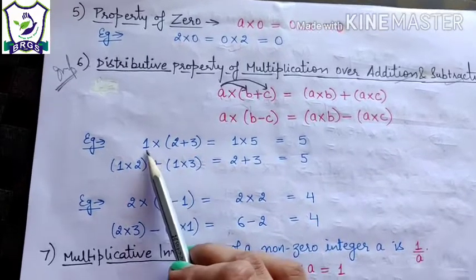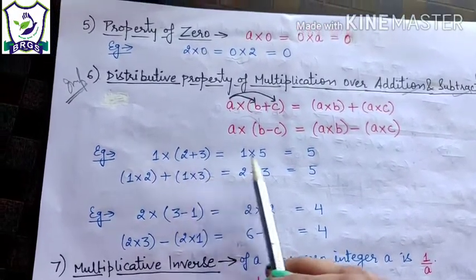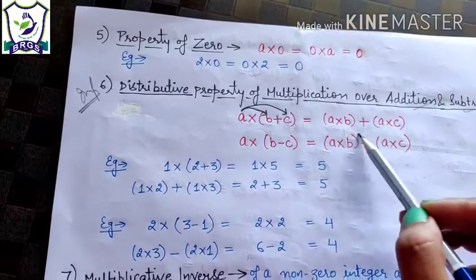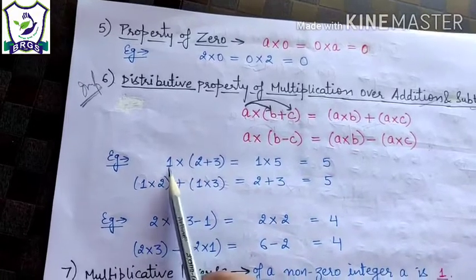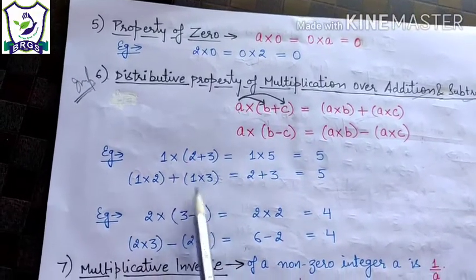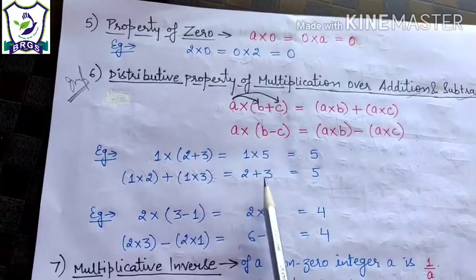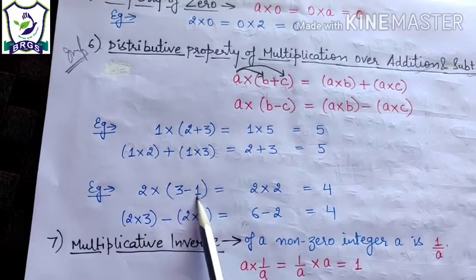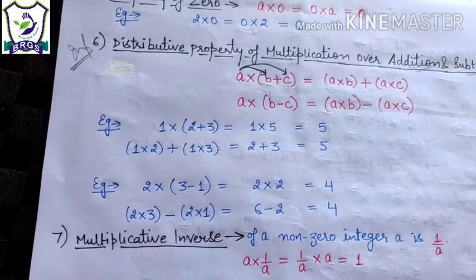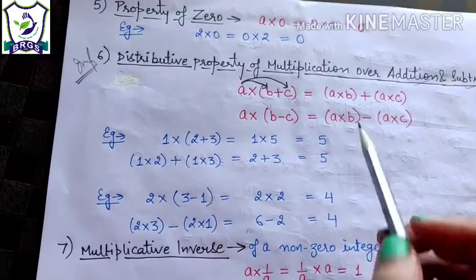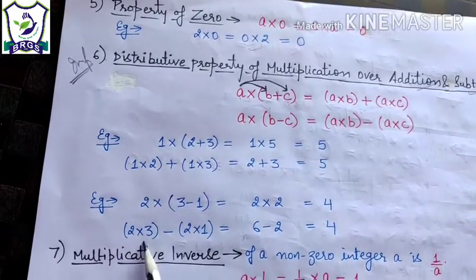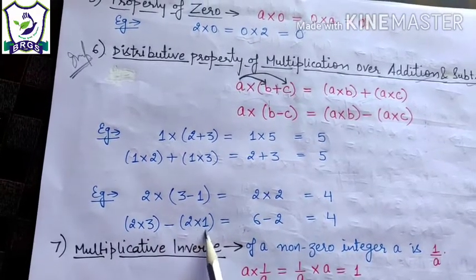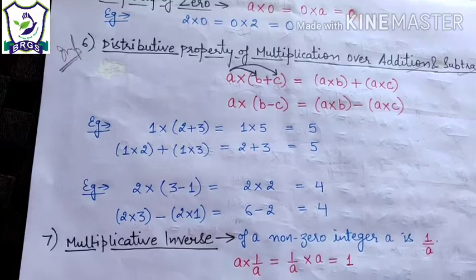See one example, like 1 into (2 plus 3). The 2 plus 3 is 5, 1 into 5. Now if we use the RHS, according to the RHS, A into B plus A into C. So if I take 1 into 2 plus 1 into 3. So 1 into 2 is 2 plus 1 into 3 is 3. 2 plus 3, 5. Similarly, for subtraction, 2 into (3 minus 1): 3 minus 1 is 2, 2 into 2, 4. If I open the bracket using this property, then 2 into 3 minus 2 into 1. 2 3s are 6 minus 2 into 1, 2. 6 minus 2, it is 4.